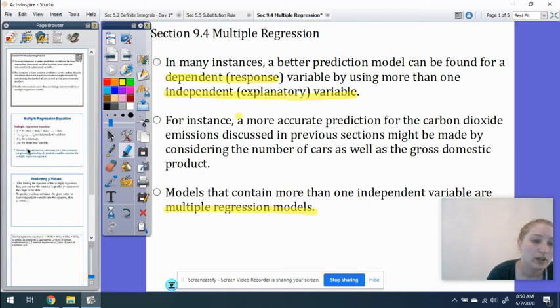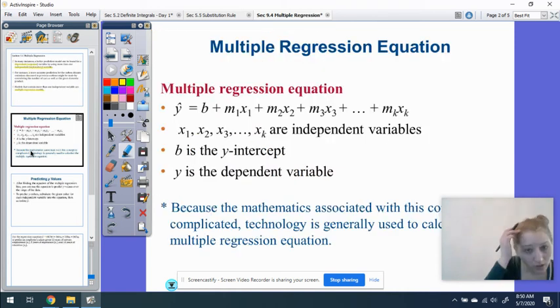All right, so here is our equation. You'll notice we have our dependent variable, and then we have the slope from variable 1 and the x from variable 1, the slope from variable 2 and the x from variable 2, and so on and so on and so on, okay? The mathematics associated with this is relatively complicated, so we are going to be using a calculator with this section.